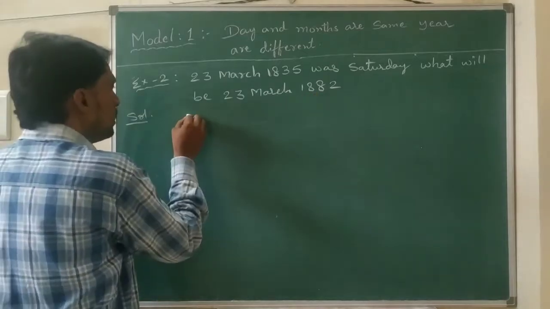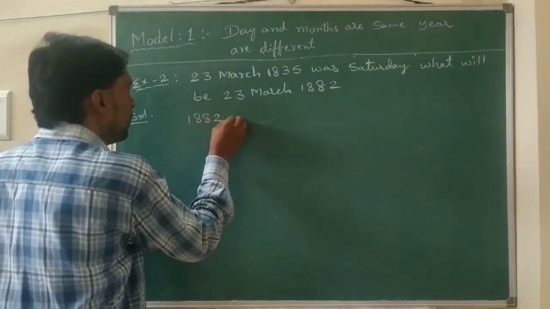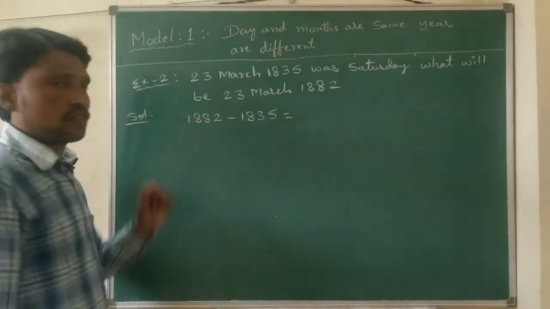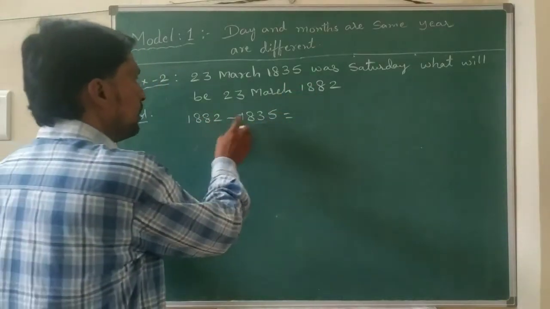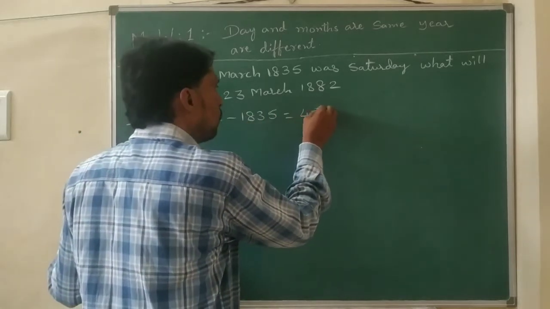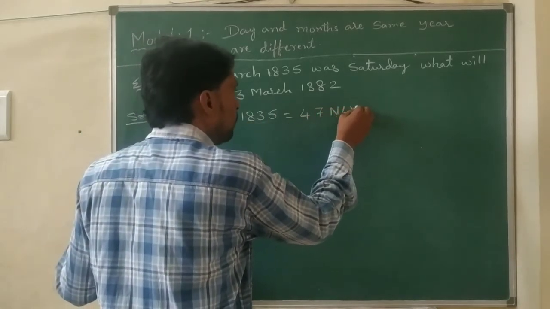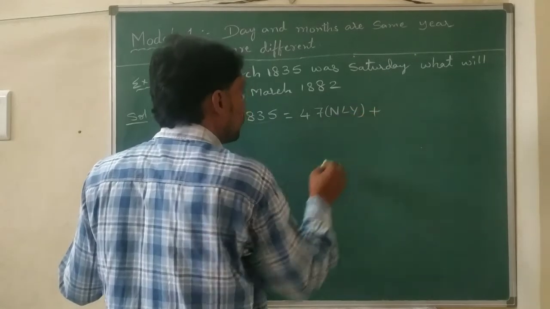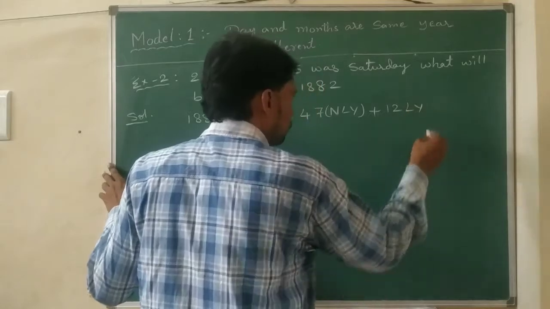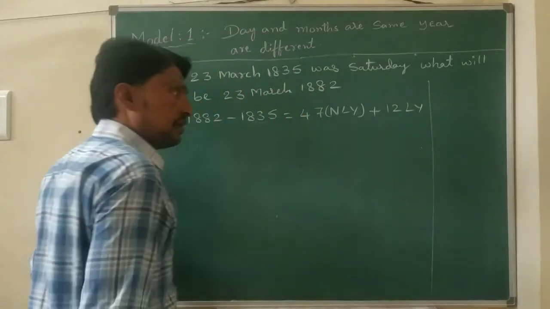Now you can take 1882 minus 1835. So we are subtracting the years. 1882 minus 1835 gives 47 non-leap years plus 12 leap years.